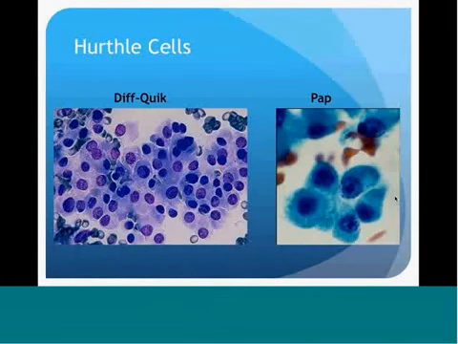On the Diff-Quik, you can see they have these dark purple nuclei with abundant cytoplasm. You can really see the cytoplasm. It kind of looks like a cobblestone form. On the right, you see the Pap stain, and you can see what the differences are. The nuclei are the dark blue cells, and they have prominent nucleoli. That's a very dark spot in the center. You also have abundant granular-looking light blue cytoplasm.